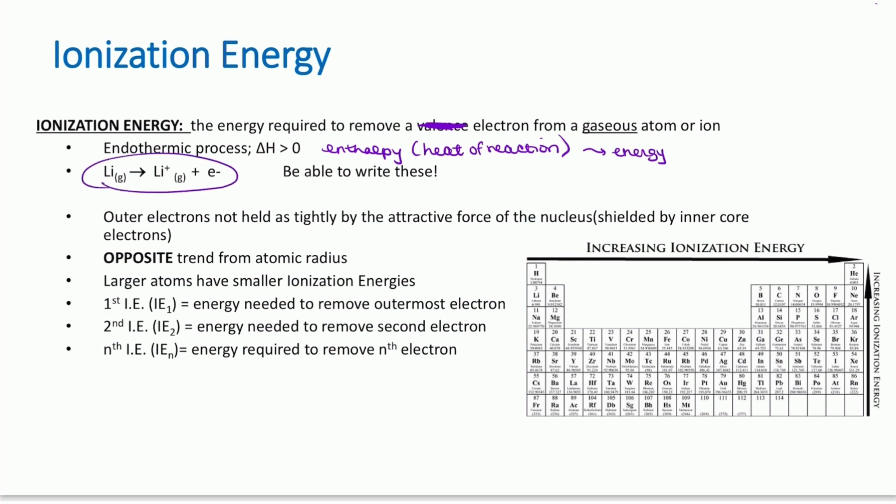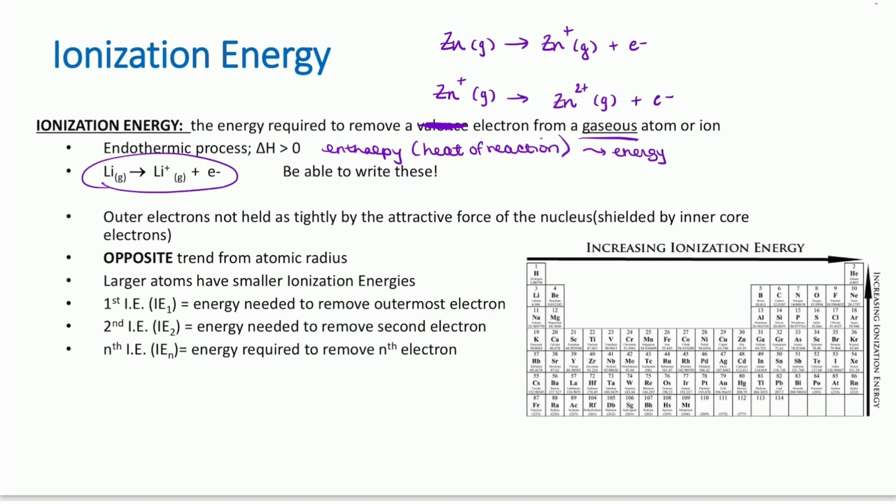You do need to be able to write these equations. So we see here for lithium, these are in the gas phase, by the way. It does say gaseous here. It does need to be a gaseous atom or ion to remove an electron. We see here lithium gas going to lithium plus an electron. We can do this for any species. We could say zinc gas going to zinc plus gas phase plus an electron. Zinc plus gas going to zinc 2 plus gas plus an electron.